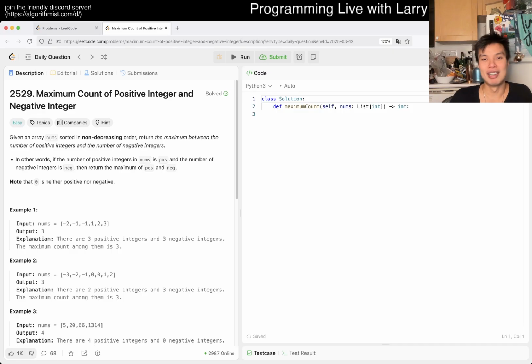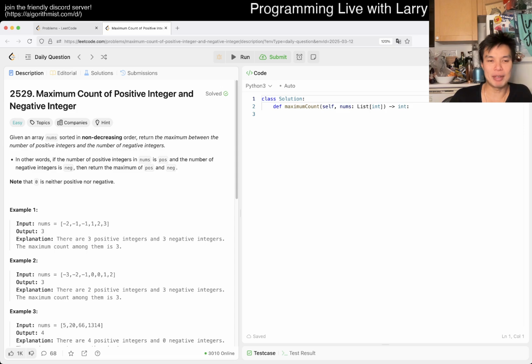So yeah. Alright, today we have an easy problem, so hopefully it is easy. I think I'll do a bonus problem just today, just because it is easy. If it is easy, then I probably have good time, so let's do it. Today we have 2529, Maximum Count of Positive Integer and Negative Integer.